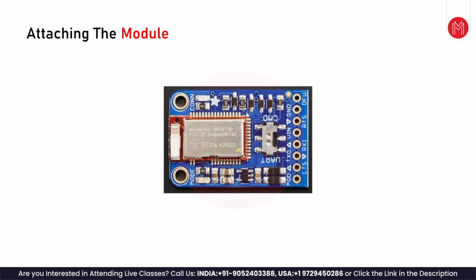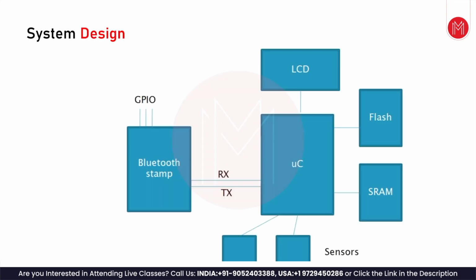It's soldered onto the main PC. This is the way the Bluetooth module basically gets attached. The main controller communicates with the UART basically using RxD and TXD. So that's basically what we're saying. Bluetooth stamp is there, and then microcontroller there, and RX and TX through them it would communicate.